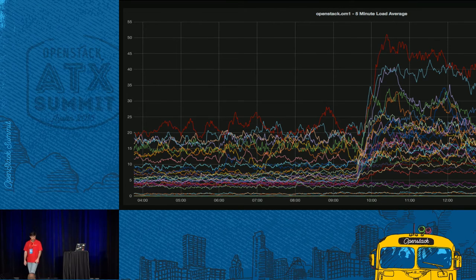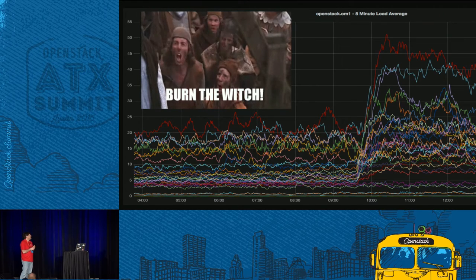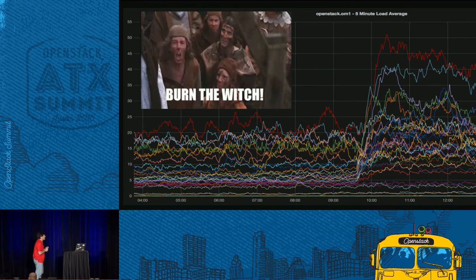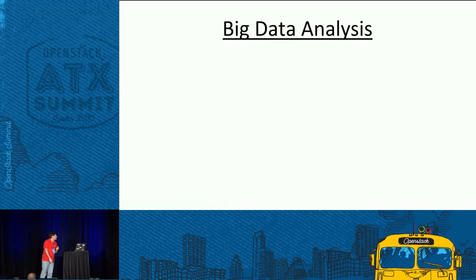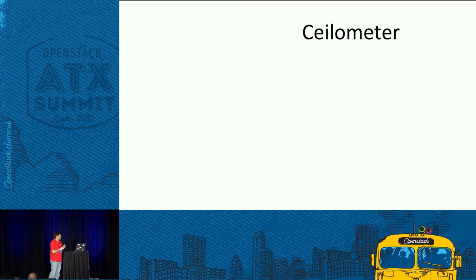So when this happens, you get this kind of a reaction if you have some performance problems. So of course, you turn to some big data analysis and decide who's the guilty party here. But we're going to talk about using Ceilometer to do that witch hunting for us.